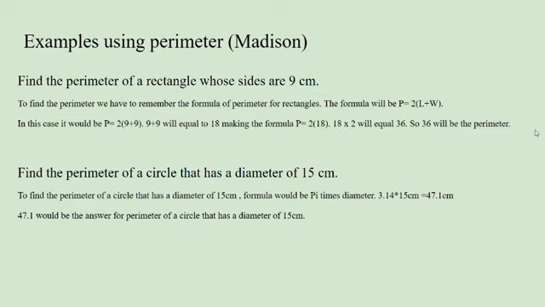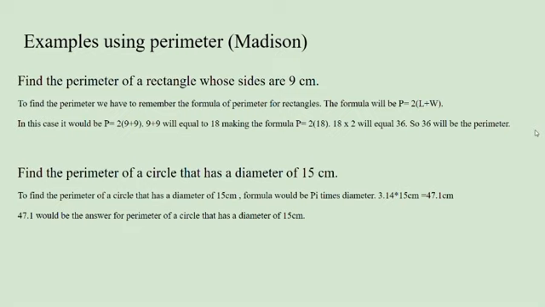And here are examples using perimeter. To find the perimeter of a rectangle whose sides are 9 centimeters, you would have to use the formula P equals 2 times (length plus width). In this case, it would be P equals 2 times (9 plus 9). 9 plus 9 will equal 18, making the formula P equals 2 times 18. 18 times 2 will equal 36, so 36 will be the perimeter of the rectangle whose sides are 9 centimeters.